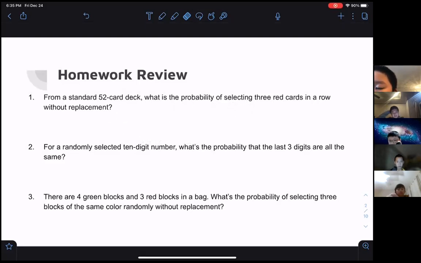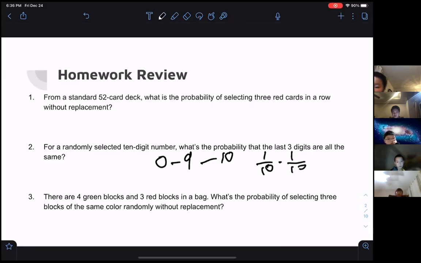For a randomly selected 10-digit number, what's the probability that the last 3 digits are all the same? Okay, so note that we don't really care about any of the other digits. The last 3 digits have no restriction. They can be anything from 0 to 9. So the first one can be anything, 10 choices. And the second 2 must be equal to that. And the probability of that happening for each of them is 1/10 times 1/10.